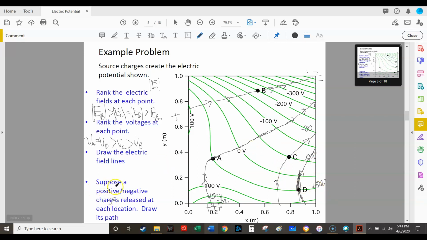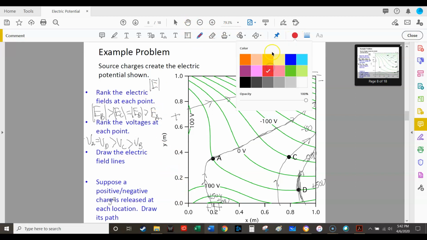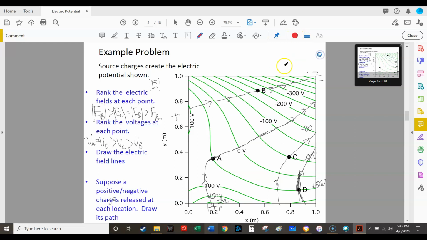So one of the questions that we're asking is, suppose a positive or negative charge is released at each location A, B, C, and D. Draw its path. Well, the electric field is going to be creating a force in its direction. So if we had a positive charge, I'm going to change the color, and I'm going to put a positive charge right here.